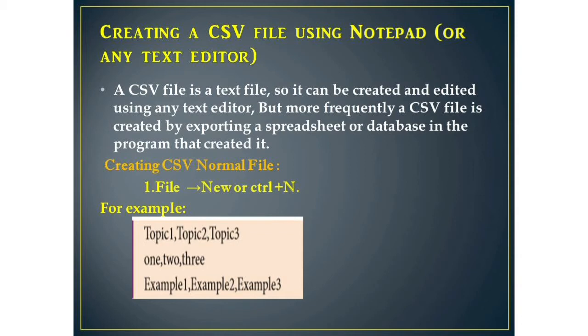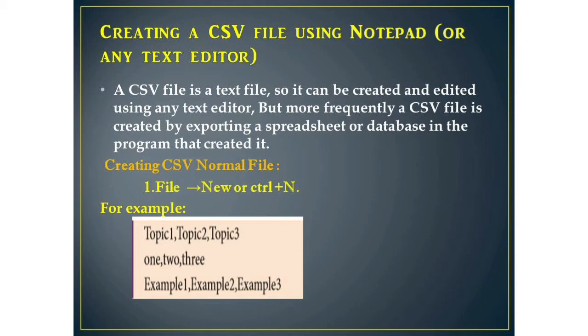For example, consider the following details. This is a Notepad. How will you open it? By choosing New from the File menu, otherwise using the shortcut key Ctrl+N you can get the new file in Notepad. After that you have to enter the data. Look at that example. In the first row: topic 1, comma, the second column, topic 2, comma, topic 3. So you have created 3 columns, right? Topic 1, topic 2 and topic 3. Then this is the first row, right?